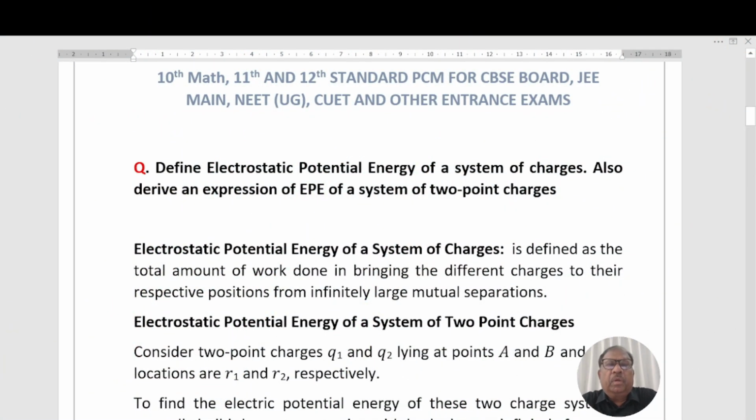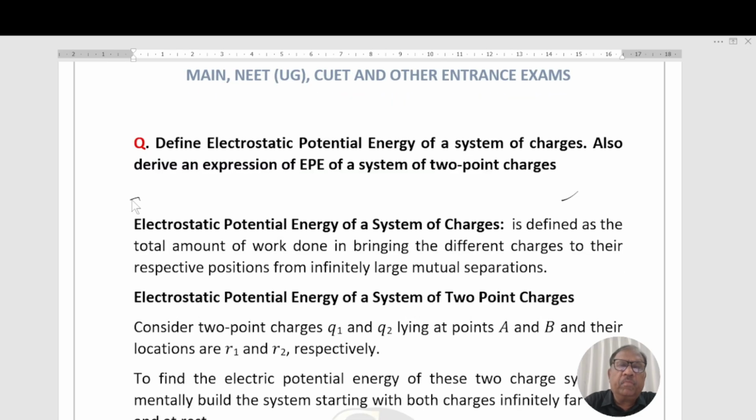Now let's start with the question and concept. Question is, define electrostatic potential energy of a system of charges. Also derive an expression of electrostatic potential energy of a system of 2 point charges. First, the definition of EPE: electrostatic potential energy of a system of charges is defined as the total amount of work done in bringing the different charges to their respective positions from infinitely large mutual separations. It means the amount of work done from infinity to that particular point.